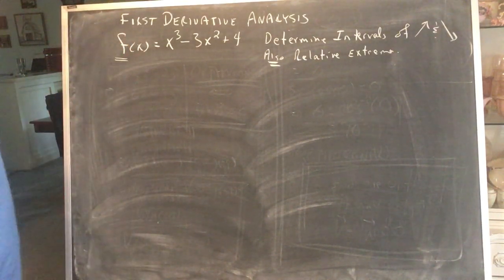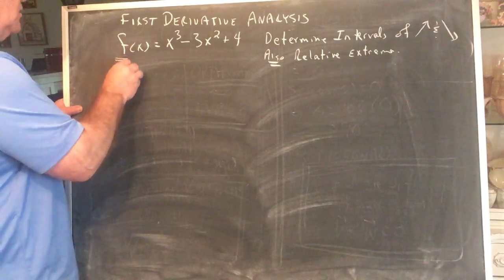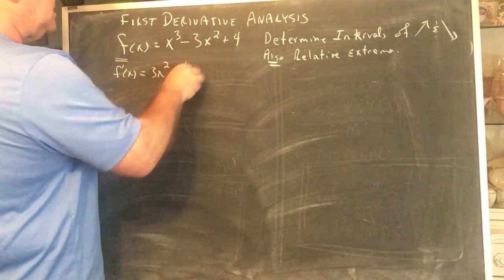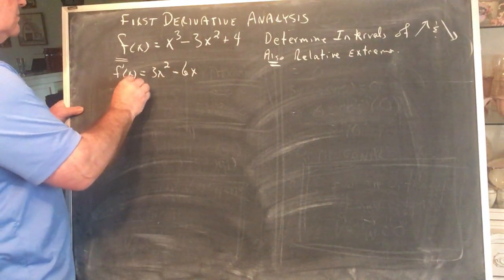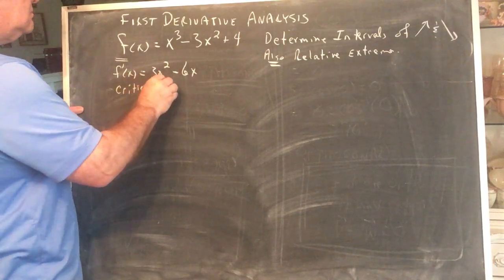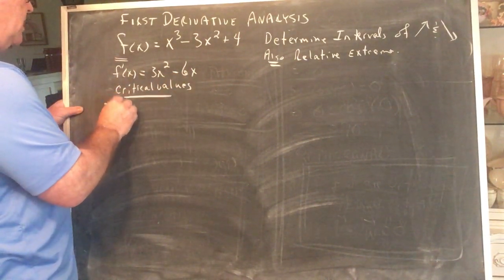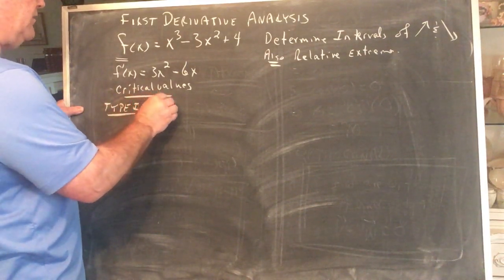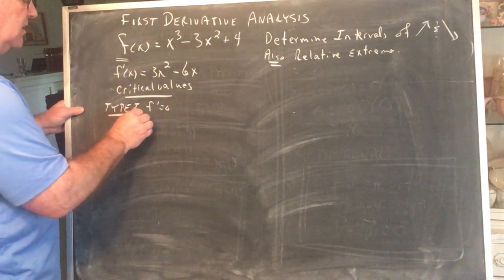So the first thing with the first derivative analysis, we're going to find the derivative, of course, and so the derivative is 3x to the second minus 6x. Next thing we need to do is find the critical values. And type 1. Type 1 is where the derivative is equal to 0. So we set the derivative equal to 0.